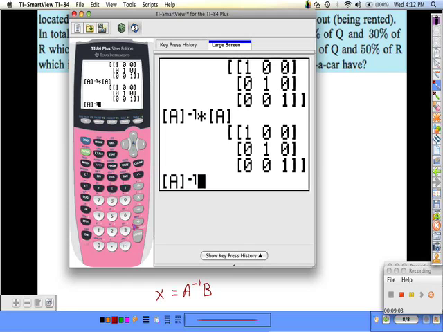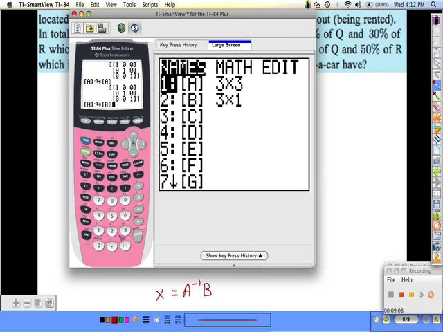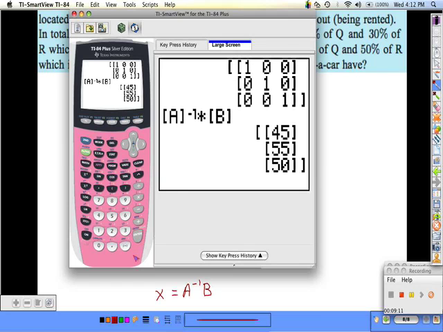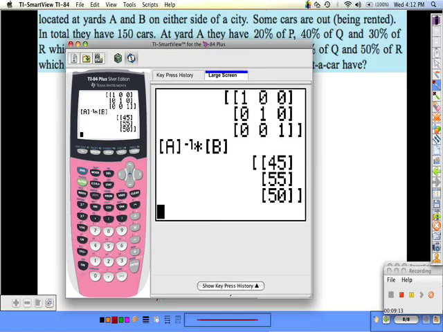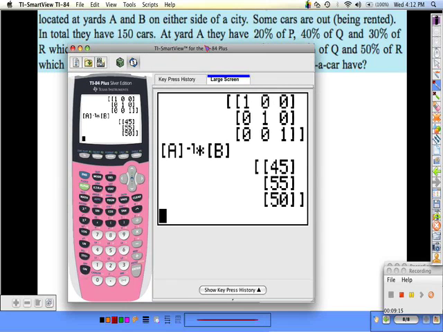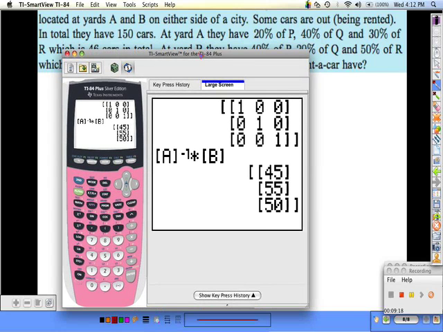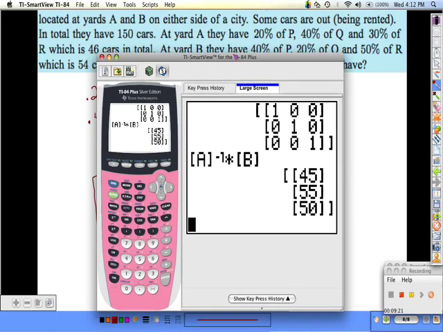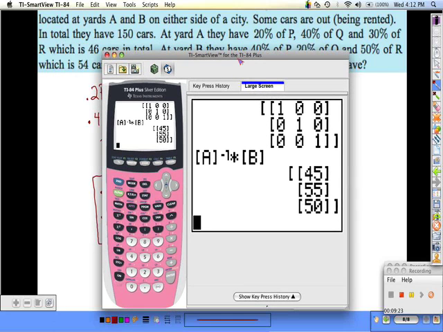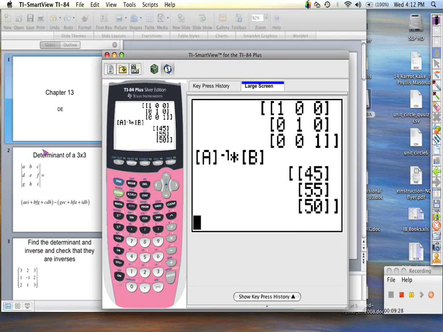A inverse times B. So there are 45 of type P. There are 55 of type Q and 50 of type R. Much cleaner, much nicer than solving the system algebraically.